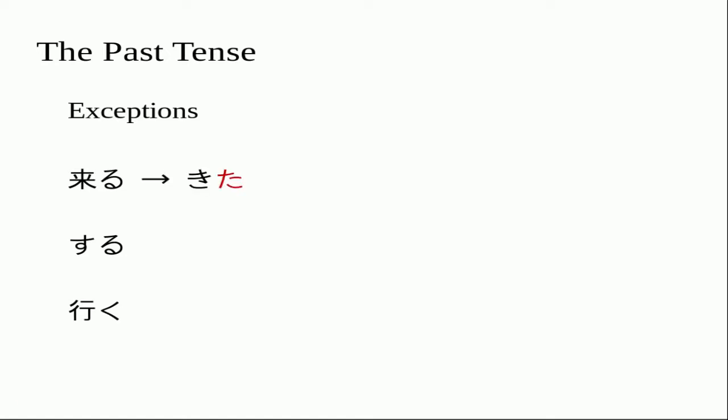However, there are still exceptions. Of course, the exceptions are kuru and suru, the two irregular verbs. For this particular conjugation, we also have iku, as in to go, as an exception. So how that actually looks is that kuru becomes kita, as in came, suru becomes shita, as in did, and iku becomes itta. There's that pause.